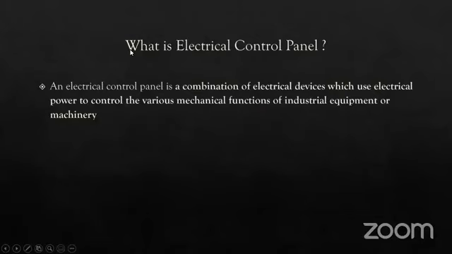So first of all, what is an electrical control panel? A control panel is something which controls. That is a basic definition. And an electrical control panel is a combination of electrical devices that uses electrical power to control various mechanical functions of industrial equipment or any special machines. Like if there is a circuit breaker controlling the light or fan, that is a control device. If there is a controller controlling motor speed, that is a control device. So the combination of all those components will be called an electrical control panel.